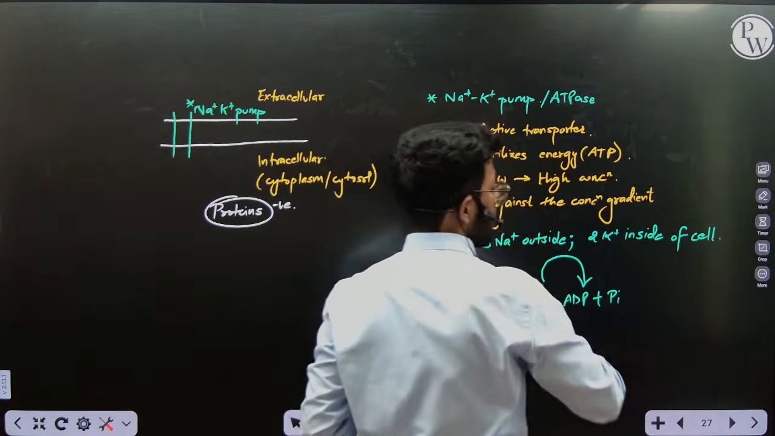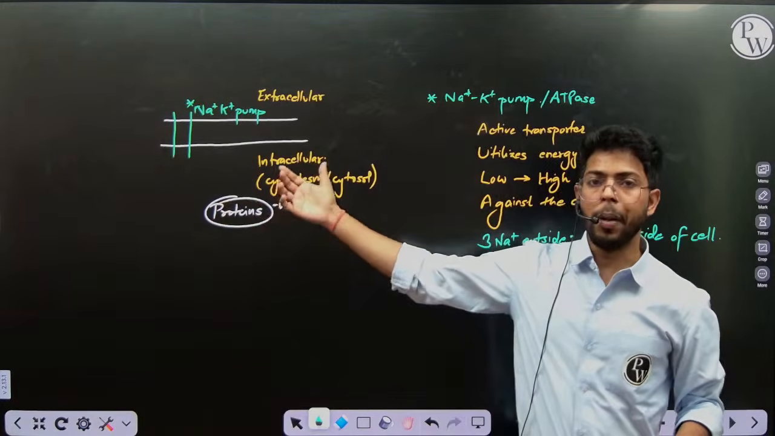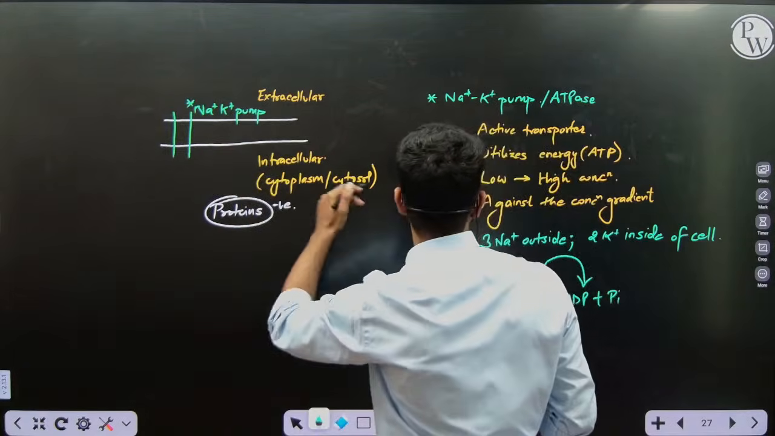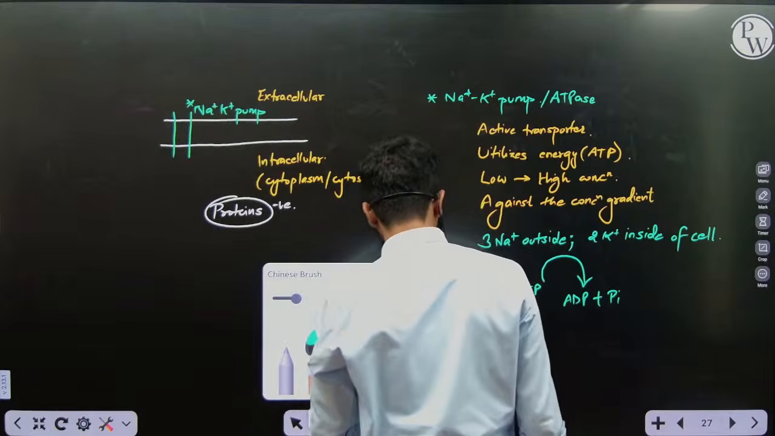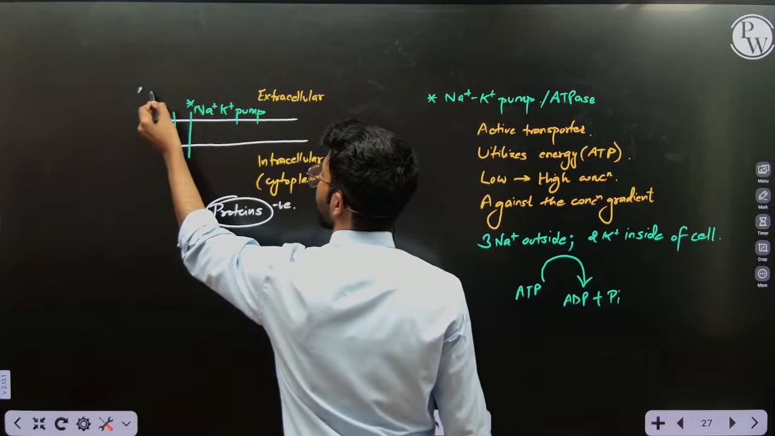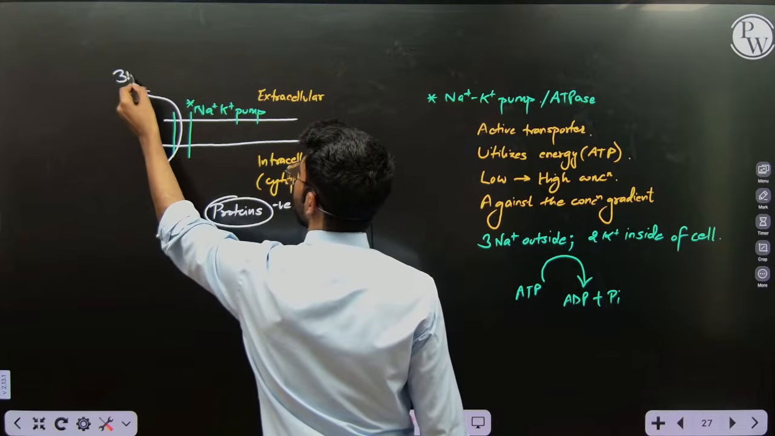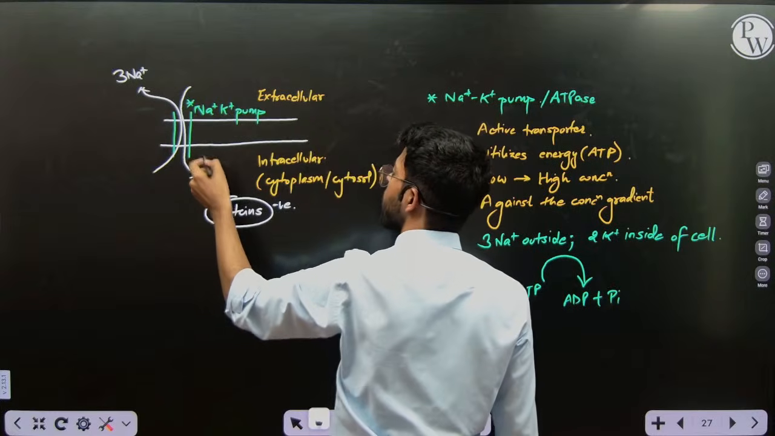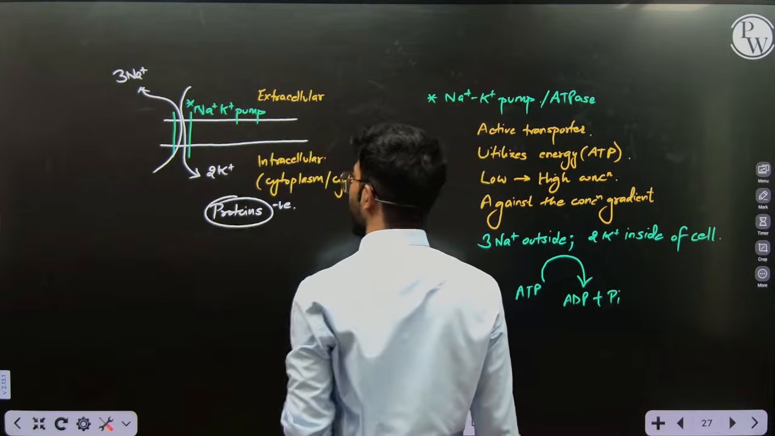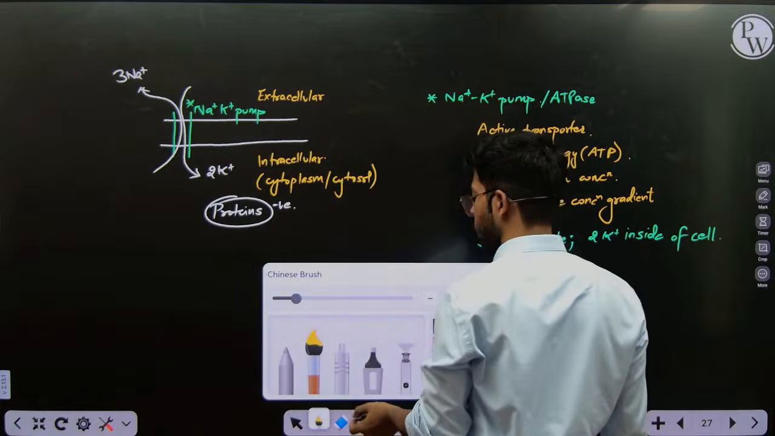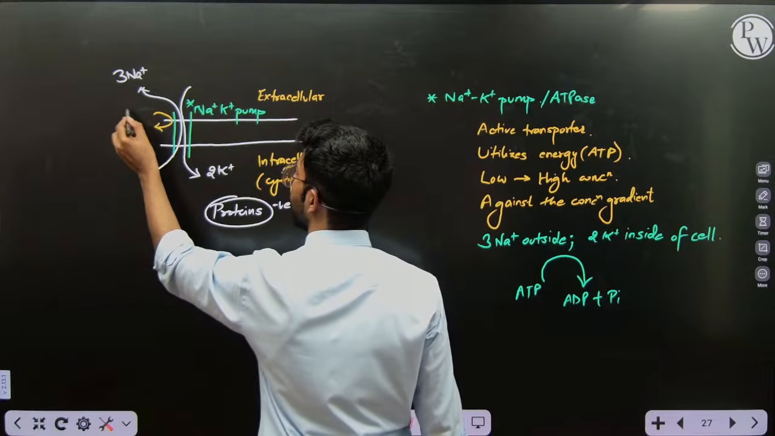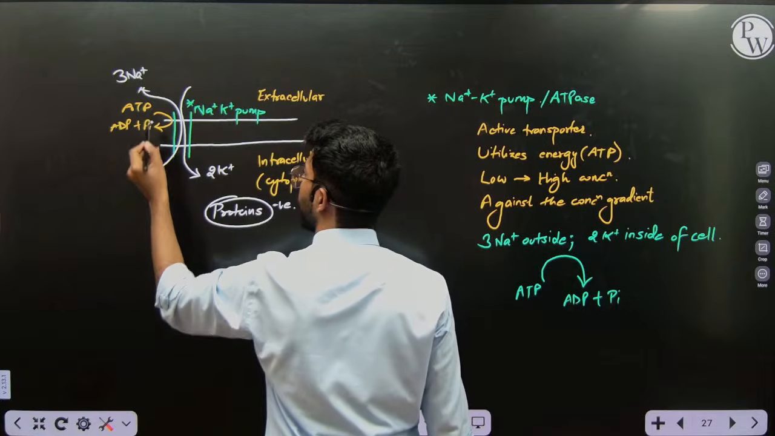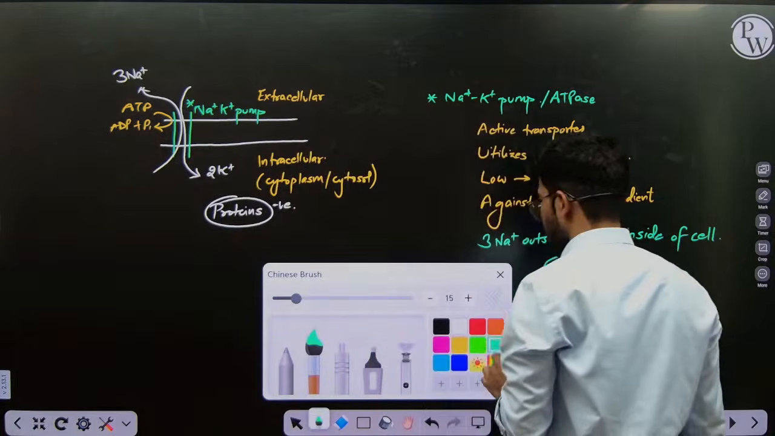So the sodium potassium pump is present in the membrane of the neuron. Its properties are that it is an active transporter and it transports 3 sodium outside of the cell and 2 potassium inside of the cell by utilizing the ATP molecule, adenosine triphosphate.